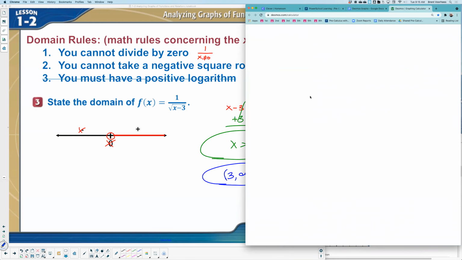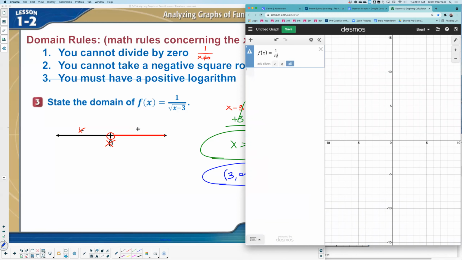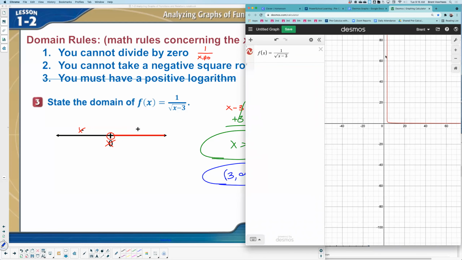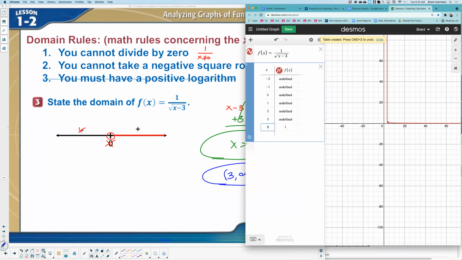And we'll enter in this equation: f of x equals 1 divided by the square root of x minus 3. And I want you to notice that this graph does go to the right forever. Does this graph go left forever? No. You'd ask yourself, where does that graph start? Well, if I did a table, you'd see really quickly that the table seems to start at 4, but that's not true. It starts immediately after 3.